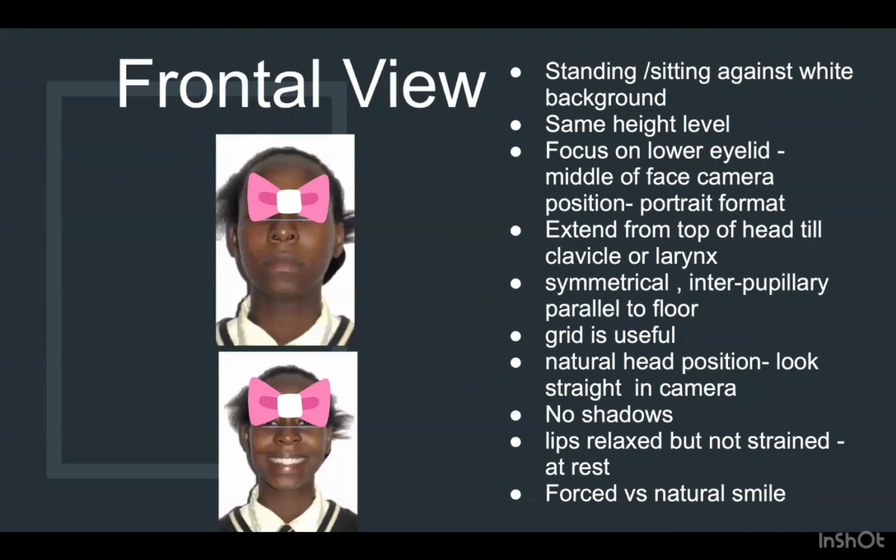So let's go in detail. In the frontal view, the standing or sitting against the white background should be at the same height. So if the patient is shorter than you, then you have to bend down. If the patient is taller than you, then your camera should be pushed up, like you have to put your hand up at the level of the patient height, okay?